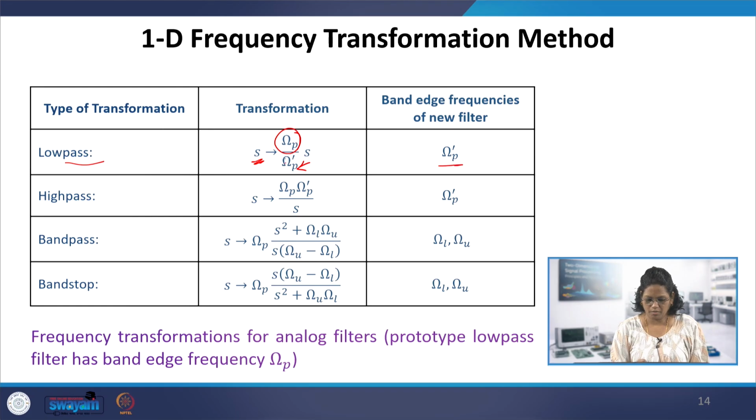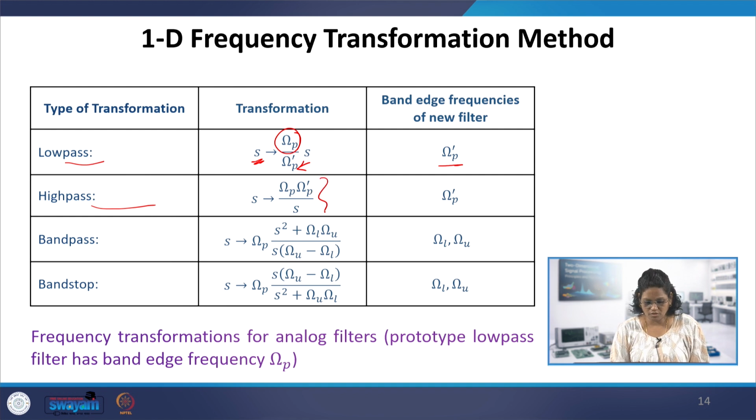So that omega p, using this transformation, this S is replaced with omega p by omega p dash S. So this transformation is used on every S, so that the designed filter is transformed to omega p dash as a cutoff frequency. This is for the case of low pass. Similarly, if you want a high pass filter, the low pass filter which is designed with omega p and S is replaced with omega p dash by S. So the passband frequency is different for the case of high pass filter.